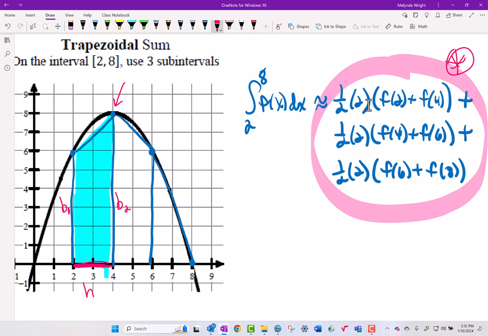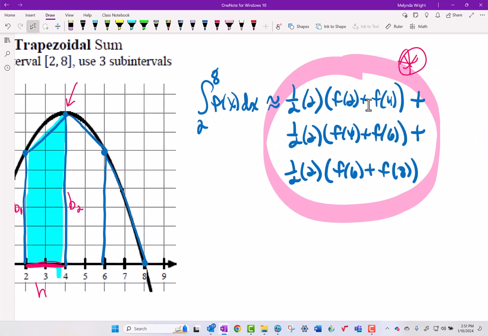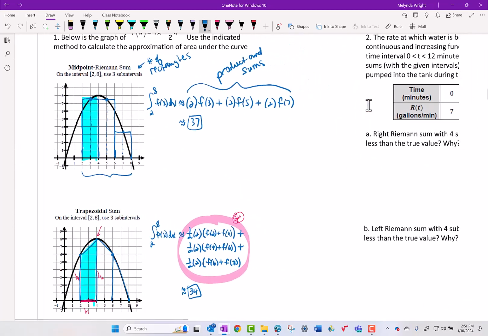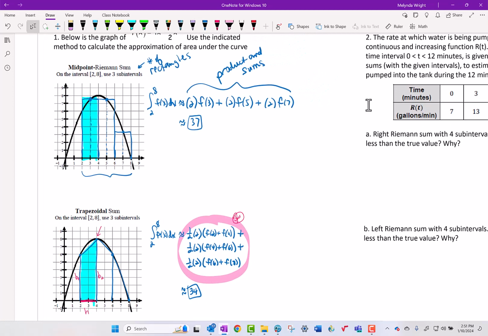Okay. So this would equal 34. All right, so that's our first experience with those kinds. Are we okay? Okay, let's look at this one.